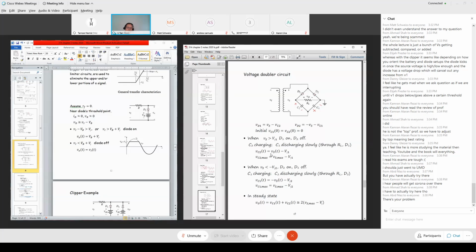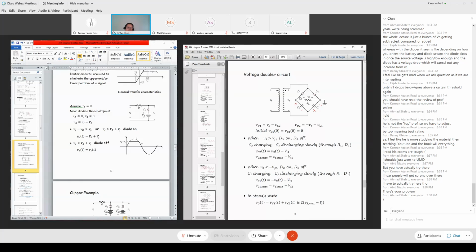So what's the voltage drop charging the capacitor? It is the input voltage Vs minus the constant voltage V gamma 1, which is VC2. So VC2 is Vs minus V gamma 1. And when Vs gets to its maximum, VC2 charges to its maximum.